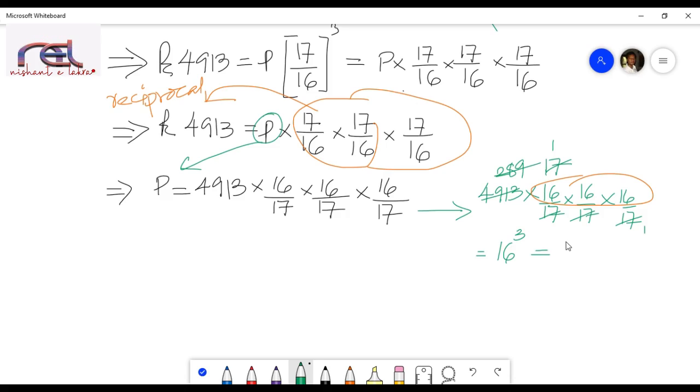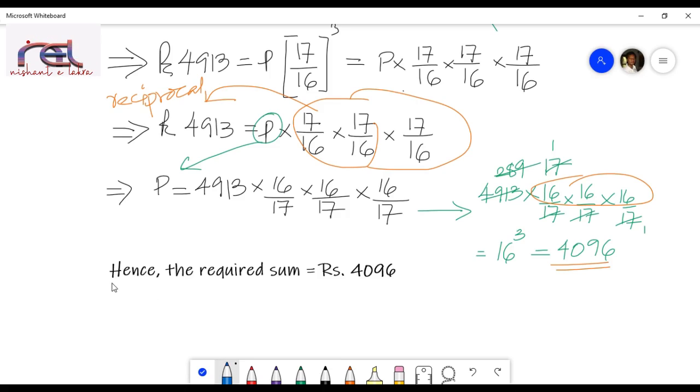And 16 cube will be how much? 16 cube is 4096. So we have come to the conclusion of the solution and we have got the answer. Hence the required sum is equal to rupees 4096. I hope you have understood it.